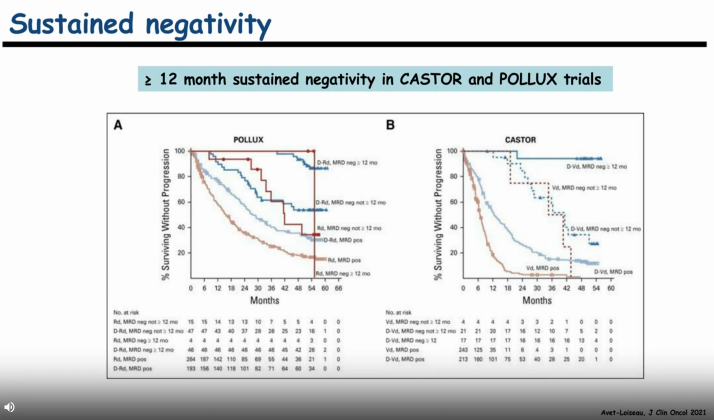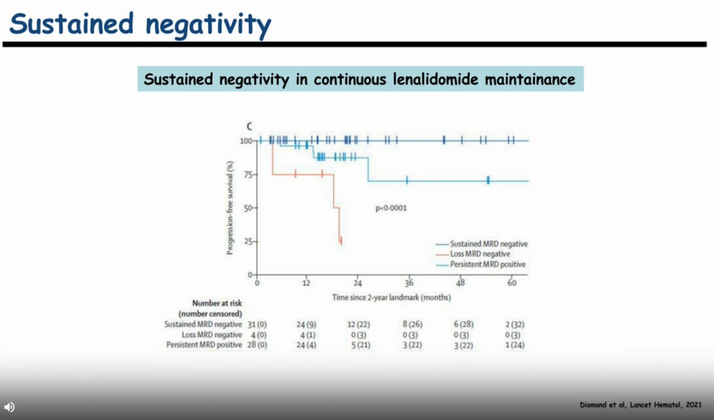Two additional studies have also demonstrated this. In this case, the POLLUX and CASTOR trials, at 12 months of sustained negativity, it becomes evident that these patients have prolonged progression-free survival. In this study, they have also shown that sustained negativity occurs more frequently on the daratumumab-containing regimen.